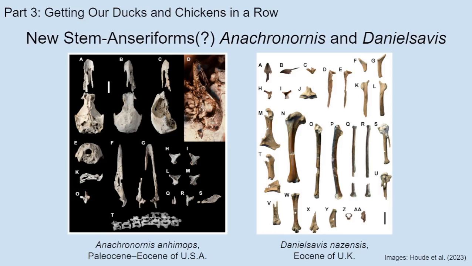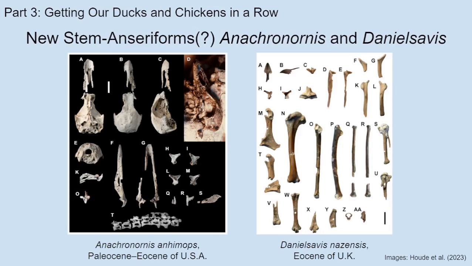And so we actually have quite a decent amount of material when it comes to Daniel's avis as well. And Daniel's avis also has some screamer-like features. And in fact, in the paper that named these two, the authors also consider it likely that Daniel's avis was another stem anseriform. That being said, this was later called into question by another paper that came out later in the year by a different team of authors.